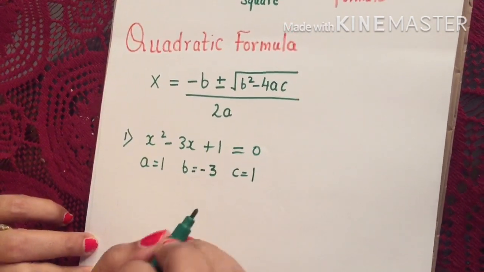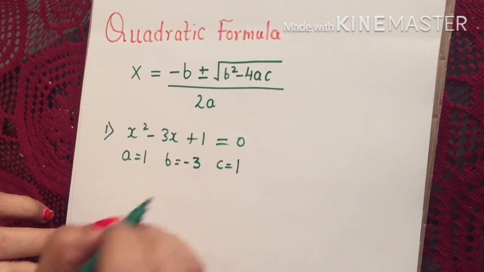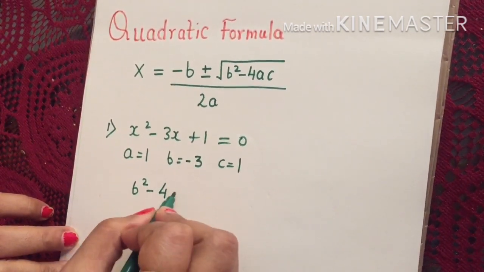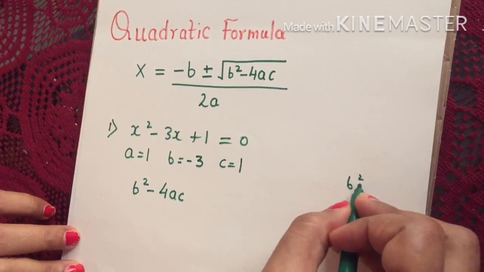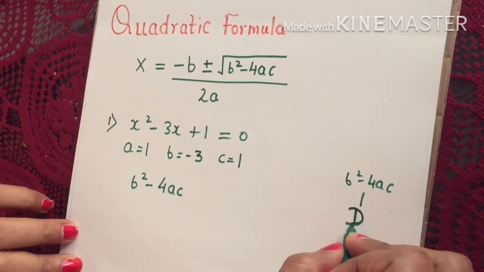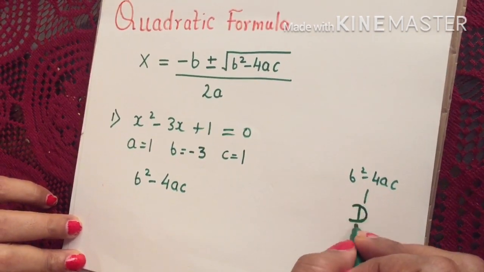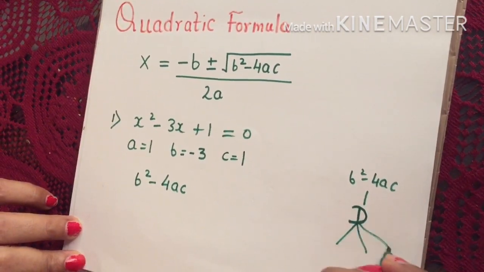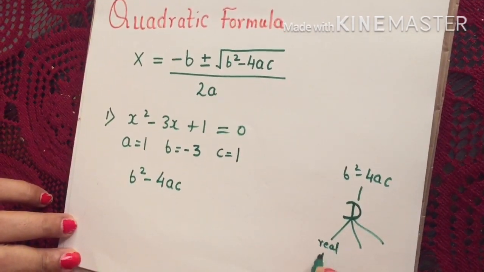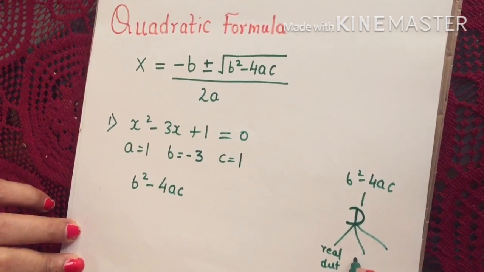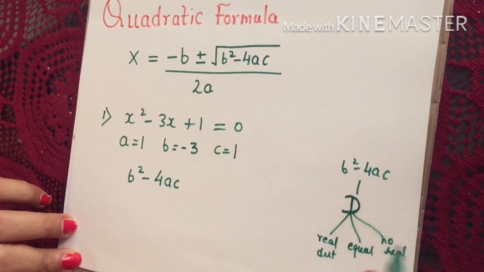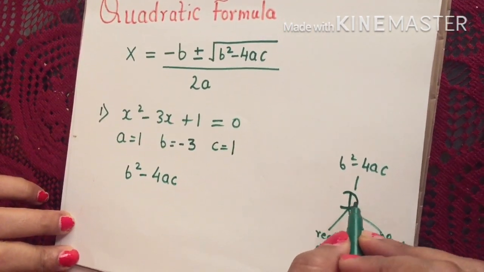Now, to solve the equation using the quadratic formula, the very first step is to find the value of b square minus 4ac. Children, this b square minus 4ac is also known as the discriminant, or D in short. It is called the discriminant because it decides the nature of the roots. It decides whether the equation will have real and distinct roots, or equal roots, or no real roots. So this value of D decides the nature of the roots.